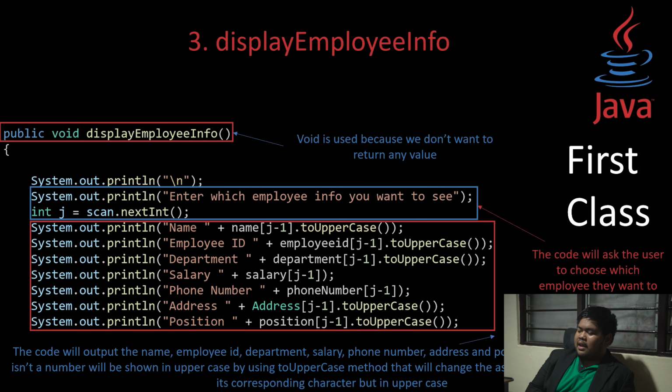All of this output that is text will be shown in uppercase by using the toUpperCase method, which will change the ASCII value of each character to its corresponding character but in uppercase. So basically, each of the characters on our keyboard, let's say I press A without pressing shift, it will output small case a. Small case a and uppercase A have different ASCII values. So what this toUpperCase method does is change the ASCII value to the uppercase one.